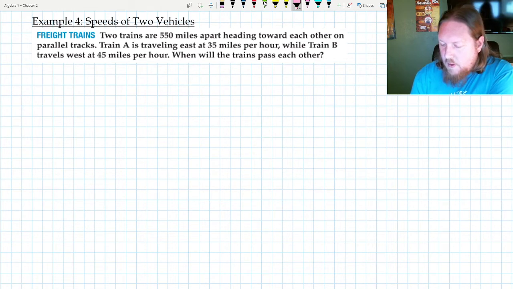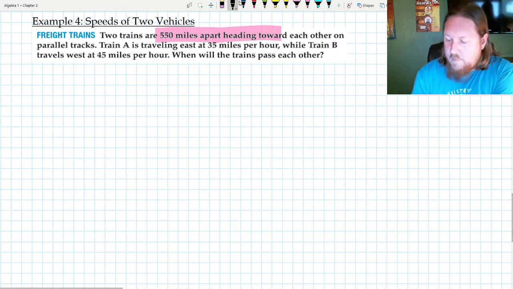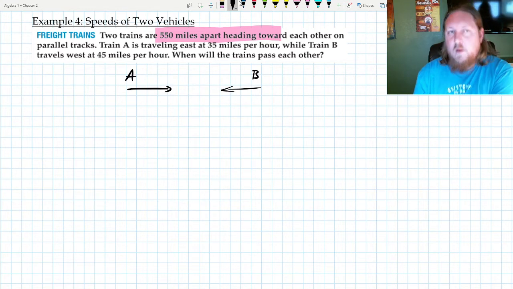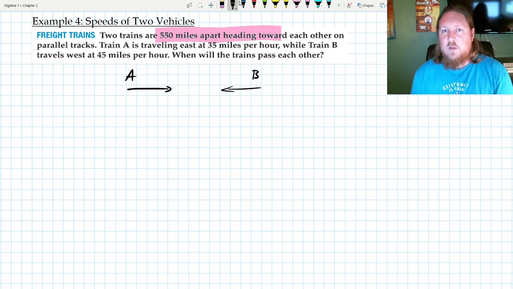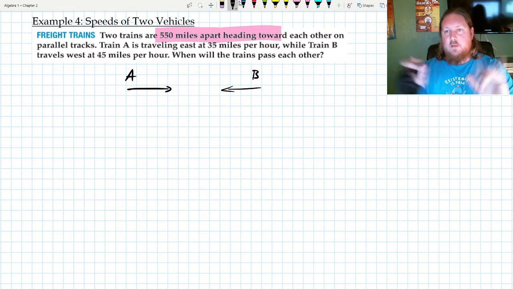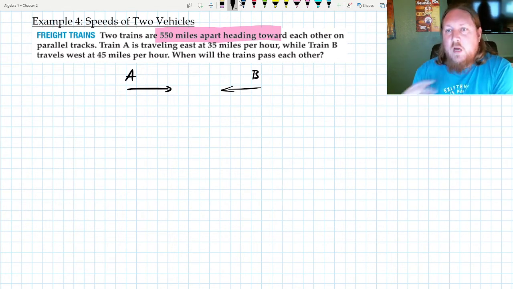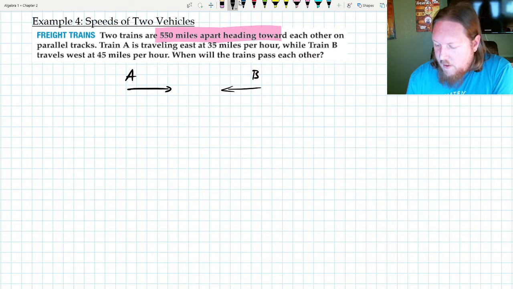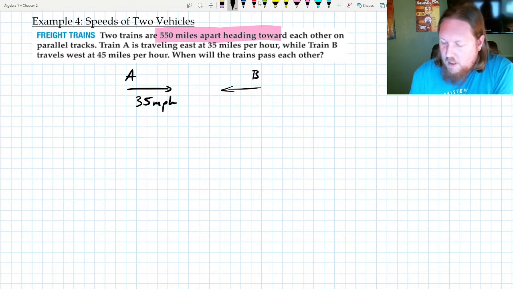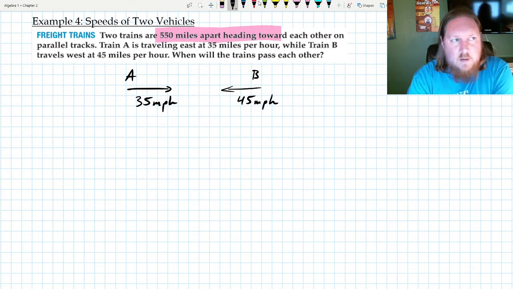Two trains are 550 miles apart, heading towards each other. So it's a scenario where you have train A heading this way, train B heading this way. Hopefully they're on opposite tracks so they don't crash into each other. Oh yeah, they're on parallel tracks, so they're not going to crash into each other, which is good. Train A is traveling 35 miles per hour, while train B is traveling 45 miles per hour. When will the trains pass each other?